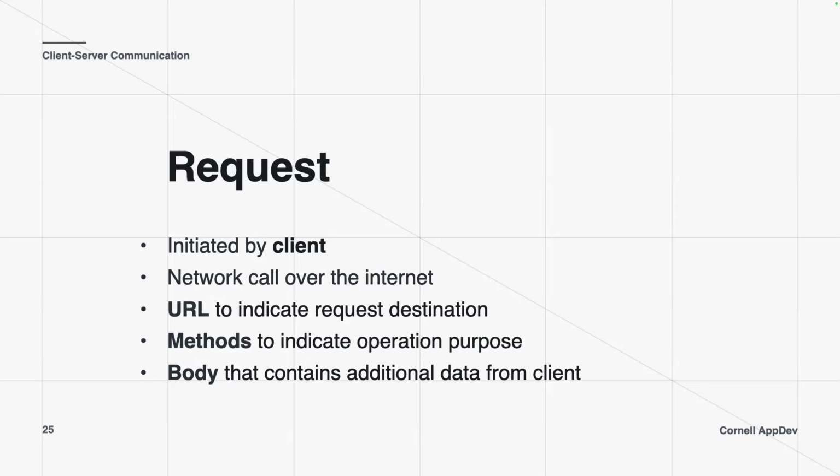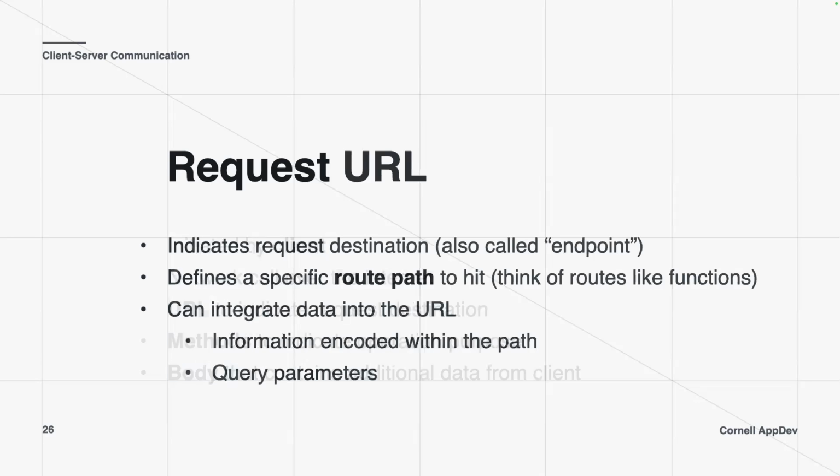The URL is used to indicate the request destination, where you're trying to go or what you're trying to receive. The method indicates the operation purpose, and we're going to cover methods a little bit later on. The body of the request contains additional data from the client. If you're trying to log into something, you're going to have a username and a password in a request body, which we'll talk about later. All right, the request URL indicates the request destination, and it's also called the endpoint.